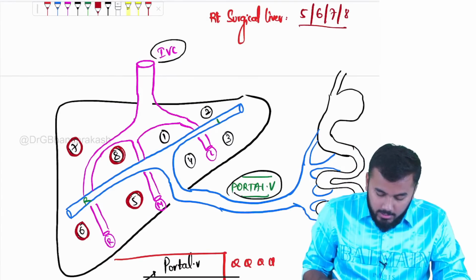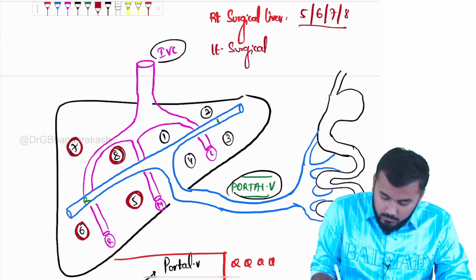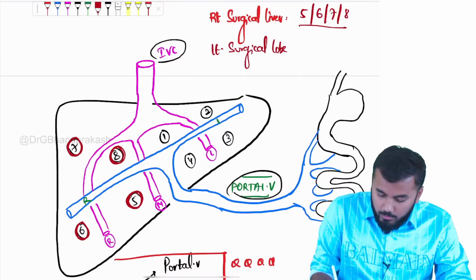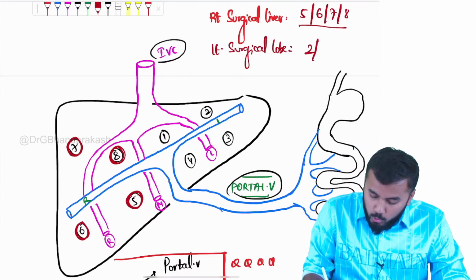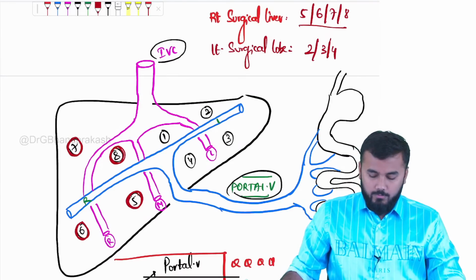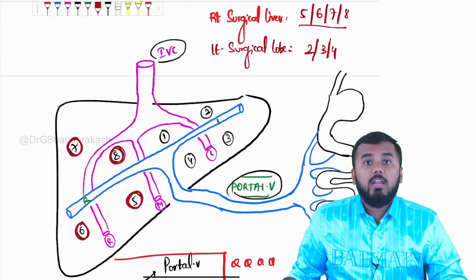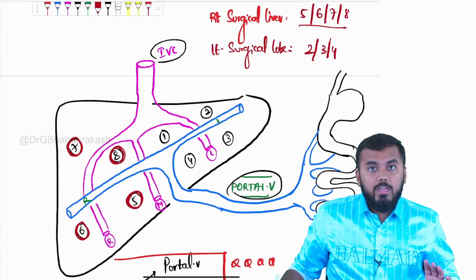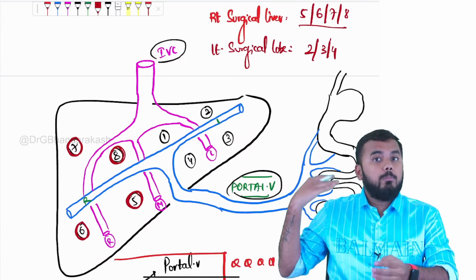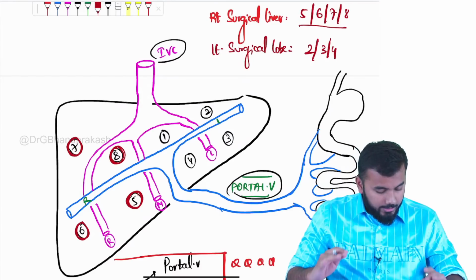Then the left surgical lobe. How many segments are in the left surgical lobe? They are 2, 3, 4. Then what about 1? 1 is not given to you. You know why? I'll tell you in a minute. 1 is located posteriorly. This is an anterior view. So till here you understood, right?